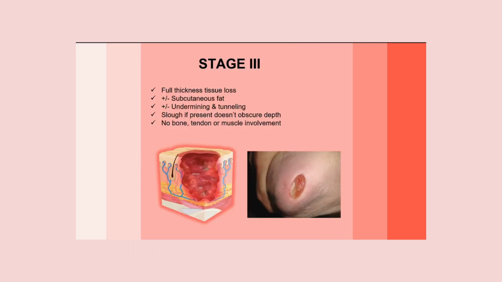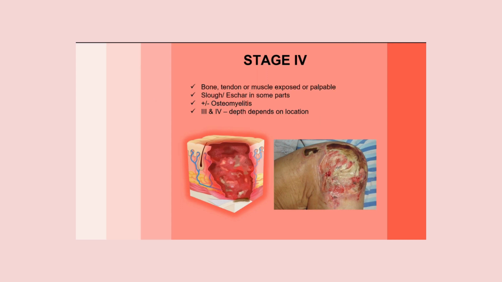Stage 3 and 4 are full thickness tissue loss. In stage 3, the subcutaneous fat is mostly involved, but there won't be any involvement of bone, tendon, or muscle. In contrast, in stage 4, the bone, tendon, or muscle will be exposed or palpable. In addition, it also may contain slough or eschar. In some cases, osteomyelitis might also be present in stage 4. One thing to note is that stage 3 and 4 don't necessarily mean the depth will always be more. In regions such as the occipital region, heel, or malleolus, the depth might be less since subcutaneous fat will be less there. So you have to define these stages based on the involvement of bone, tendon, or muscle.